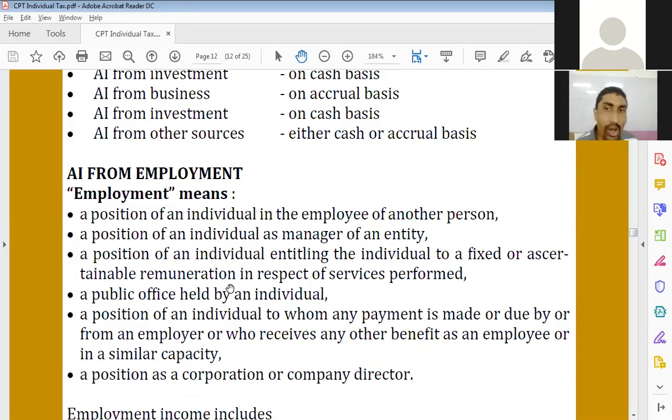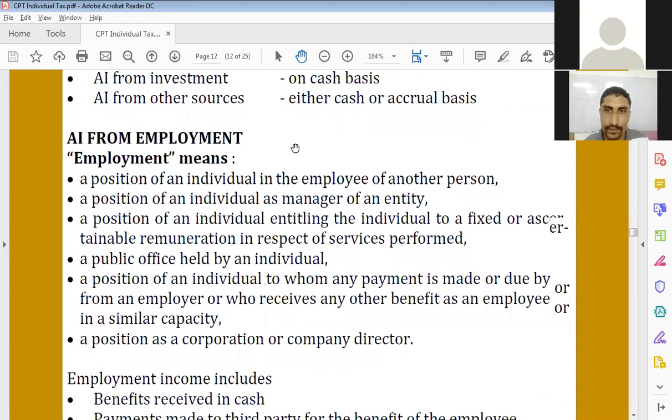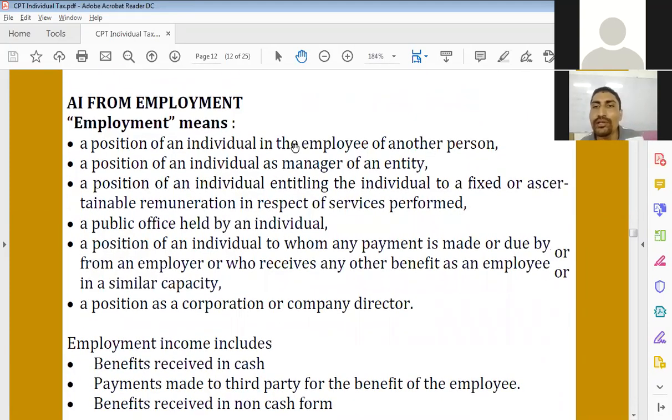So these are some of the definitions by the Inland Revenue Act for employment. So have a look on that again. These are some of the definitions. Anyway, I will share the notes with you. Right. So now we are going to calculate the employment income.